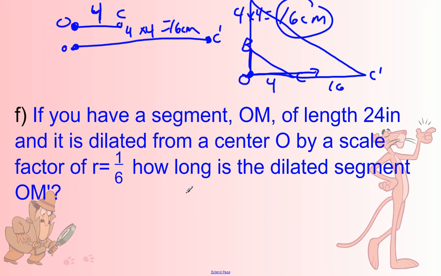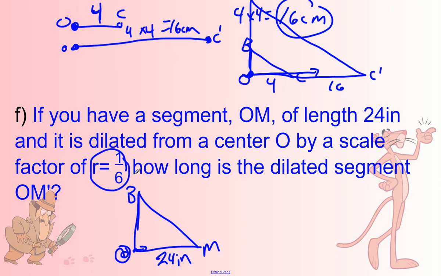Okie dokie, so I'm going to draw a picture. O, M, I guess, because I need OM. So this OM is 24 inches. And it says dilated from center O. Okay, so it's going to either get bigger or smaller from that point by a scale factor of 1/6. Well, since I have a small scale factor, less than 1, my new image is going to be smaller. How long is this new segment?